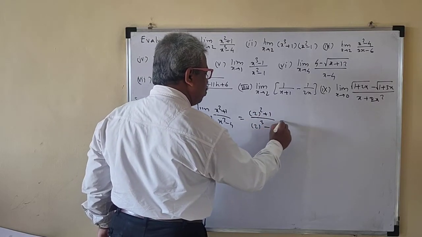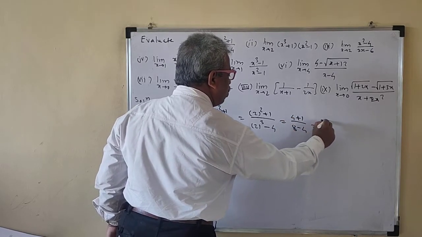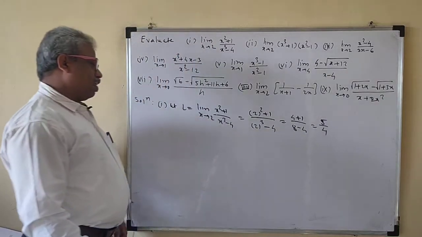So the value of this limit is what? 2 cube minus 4. So this is 4 plus 1 upon 8 minus 4. So this is 5 upon 4. This is your answer.